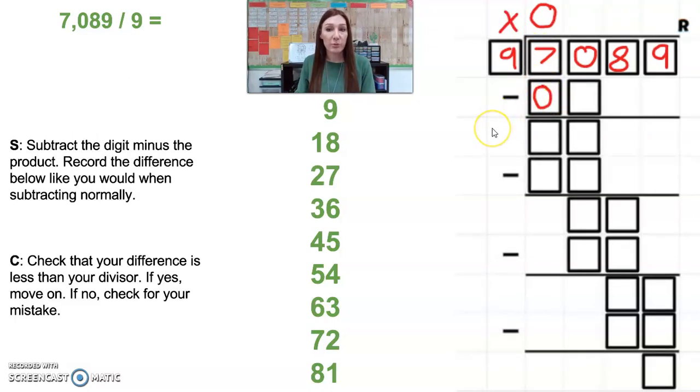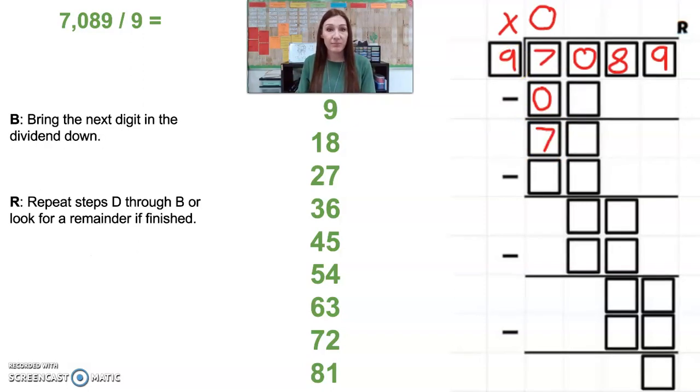Next, I'm going to subtract. I'm going to subtract the digit minus the product and record the difference below, just like I would when I am subtracting normally. 7 minus 0 is 7. And next I need to check. I need to check, is this difference, this remainder, less than my divisor? 7 is less than 9, so I can move on.